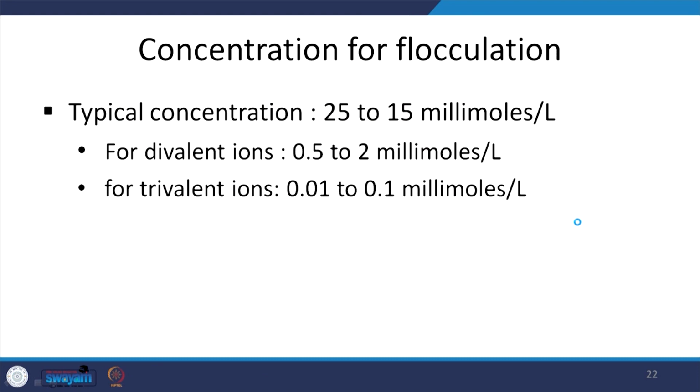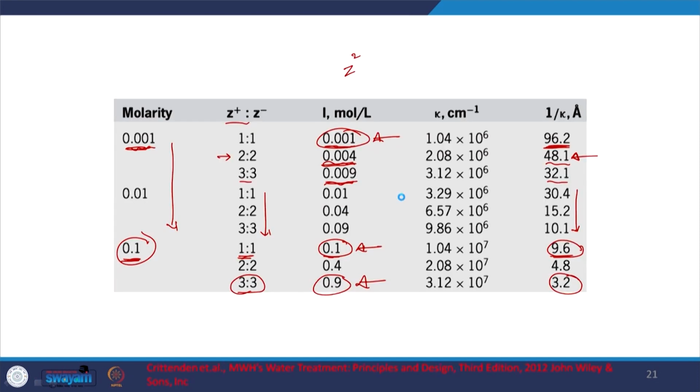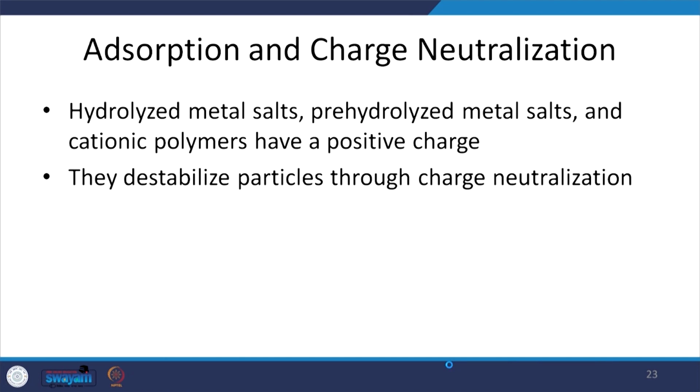So, concentration required for flocculation, typical concentration seems to be 25 to 150 millimoles per liter. So obviously, if it is divalent or trivalent, it is going to be relatively lesser, right. That obviously was illustrated when we looked at this particular table given in Crittenden et al. This is a good book if you are looking at water treatment, any aspect, right. That is one thing I wanted to mention.